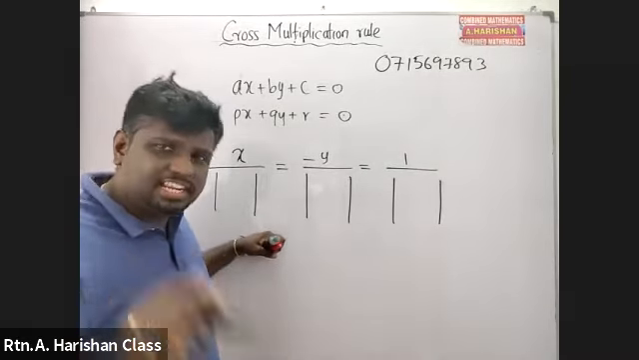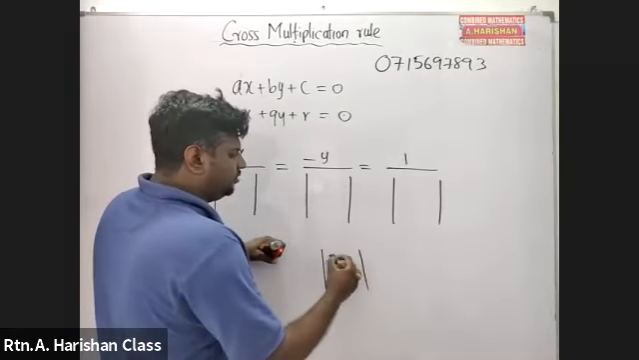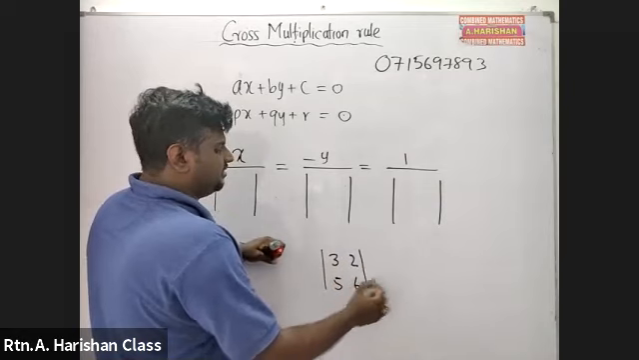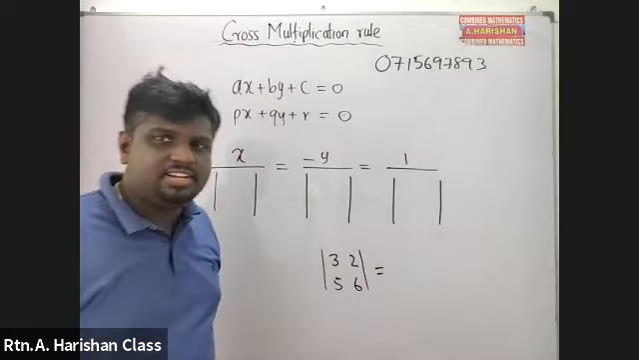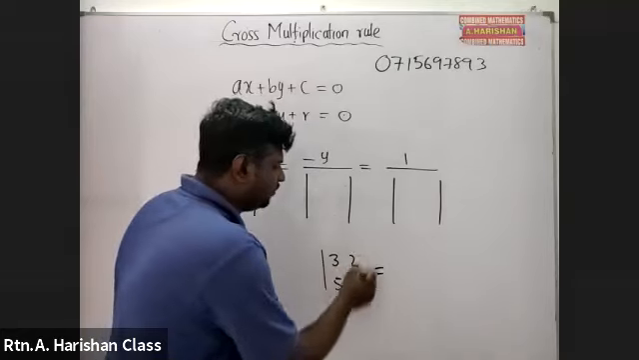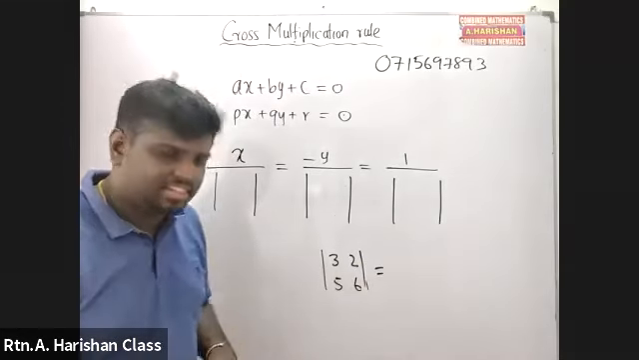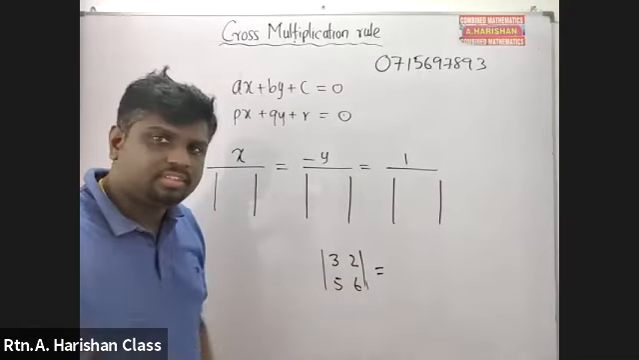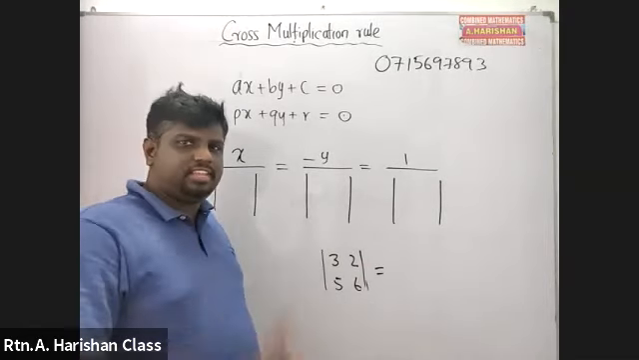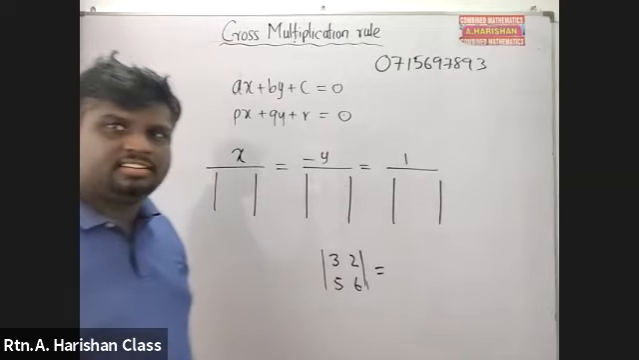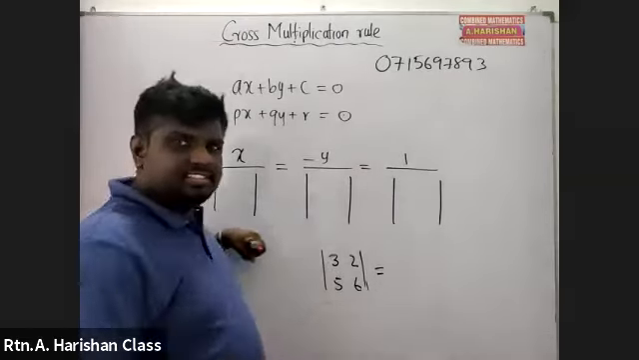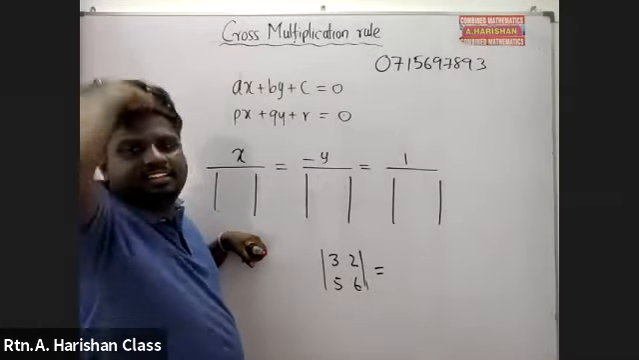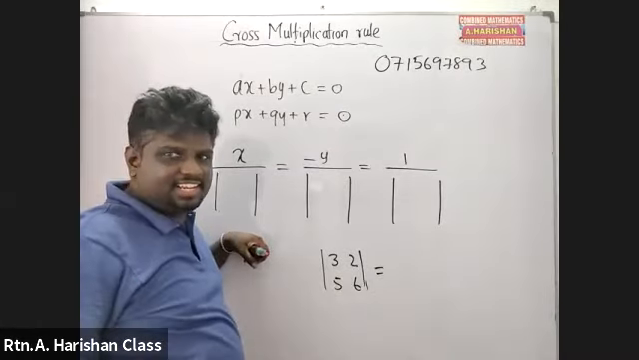Okay. I'll tell you one example. I ask you 3, 1, 2, 5, 6. What will be the answer? Anyone tell, anyone? Anyone means all of you. All of you have to say what the answer is. Let's see, what is the answer? Yes, correct.